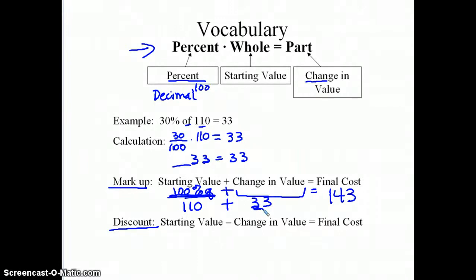Now, if I'm thinking about a discount, I'm at the same store. The item costs $110 for my customer, but I have a sale today. I have 30% off. If I have 30% off, my change in value is $33. So my final cost would be $77.